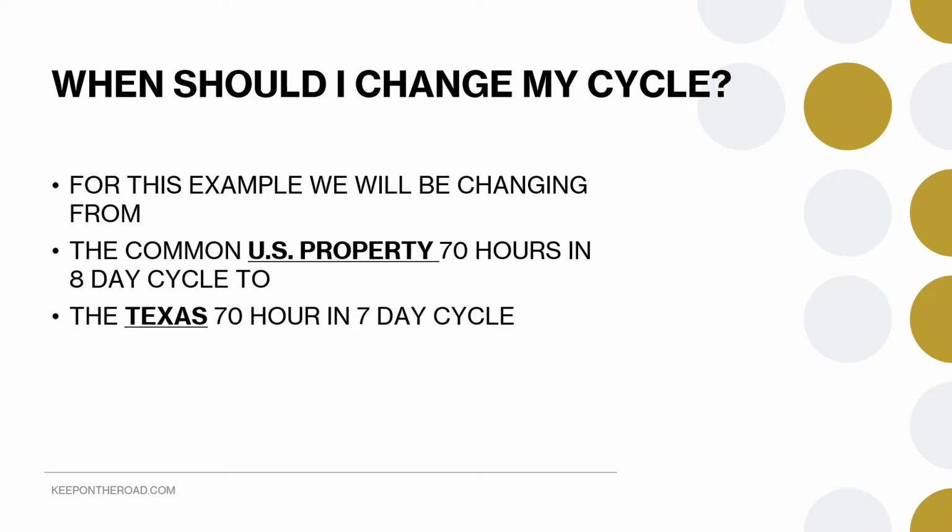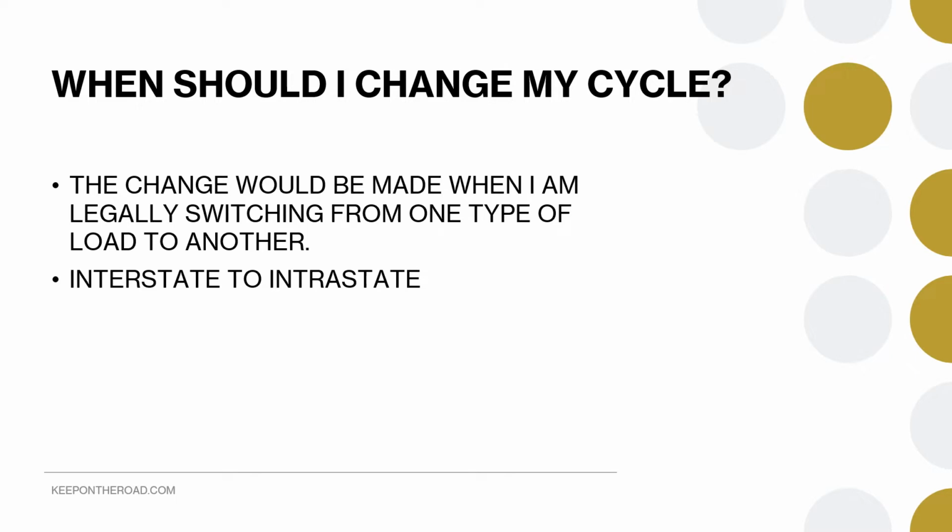When should I change my cycle? For this example, we will be changing from the common U.S. property 70-hour 8-day cycle, which would be used for interstate loads, to the Texas 70-hour, 7-day cycle, which would be used for intrastate loads. The change would be made after I have delivered my interstate load and am now accepting an assignment for an intrastate load. Again, in this example, I'm going to be picking up a load in Texas. That load is not going to leave the state of Texas. So I can legally switch to the Texas 70-hour, 7-day.